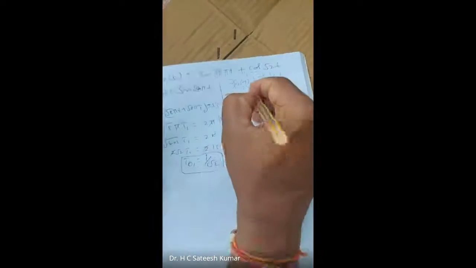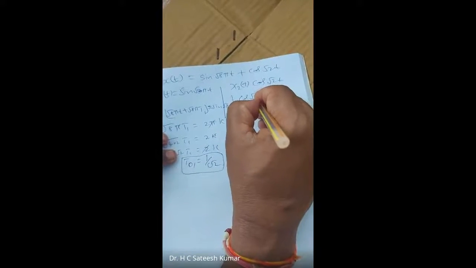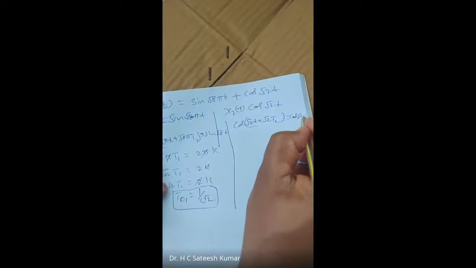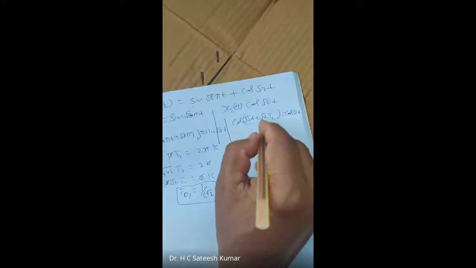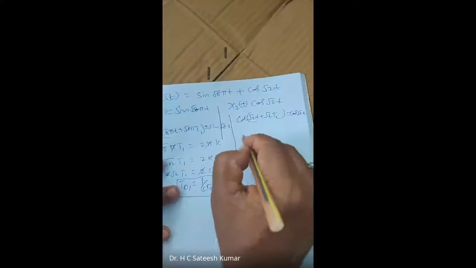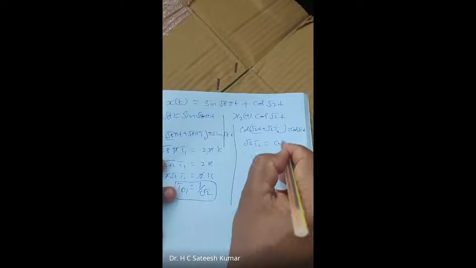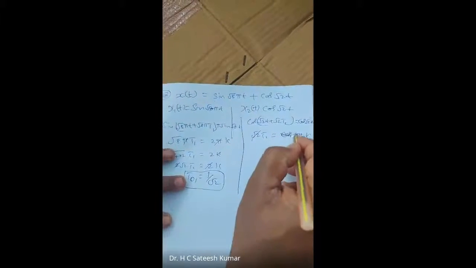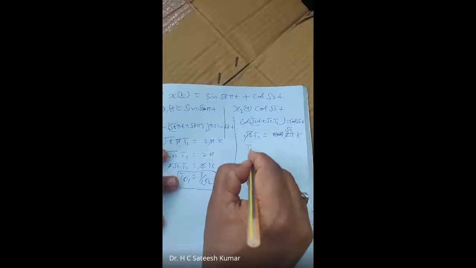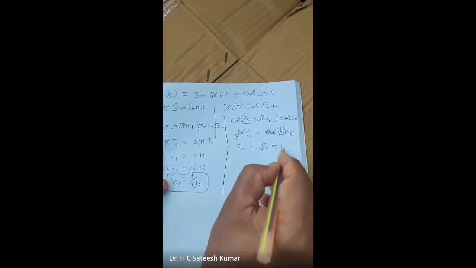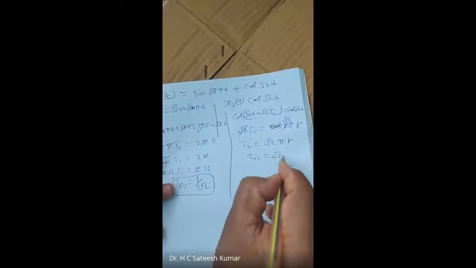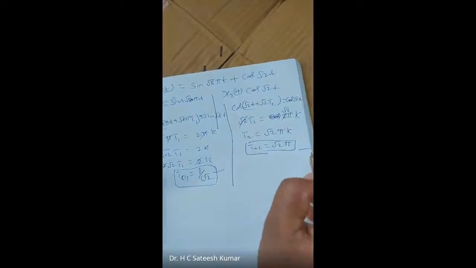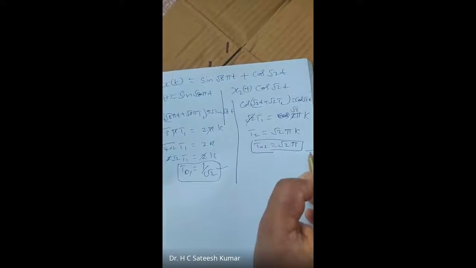Similarly, here cos of root 2t plus root 2 T2 should be equal to cos root 2t. When these two are equal, root 2 T2 should be equal to 2 pi k. This root 2 gets cancelled. T2 is equal to root 2 pi into k. T naught 2 is equal to root 2 pi. Is it periodic? Yes, individually these two are periodic because individual trigonometric functions of a continuous time signal are always periodic.